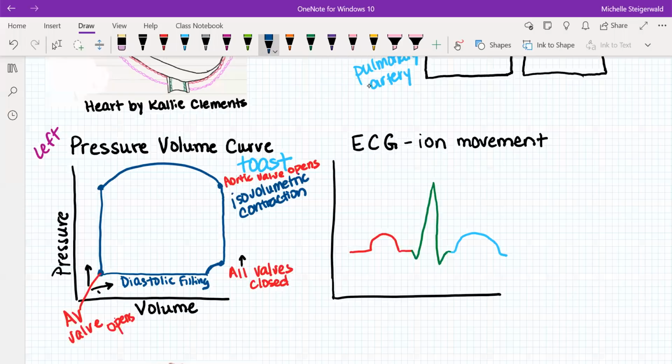I'm doing all these hand gestures because I forget you can't see me, but this is ejection phase. And you're going to continue contracting, so you'll still see some increase in pressure while you're seeing this decrease in volume, but eventually the pressure is going to get back to the point where the aortic pressure is going to be higher than the pressure in the ventricle, and at that point the aortic valve closes again. And then from there you move into the isovolumetric relaxation phase.